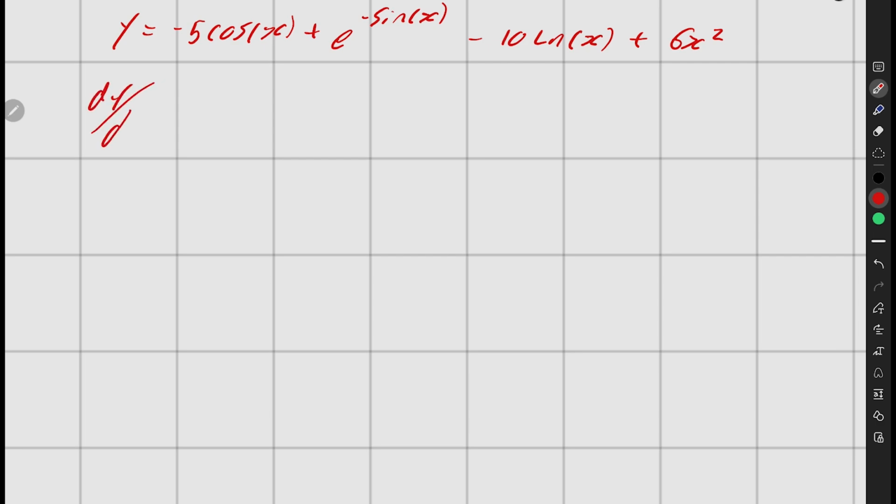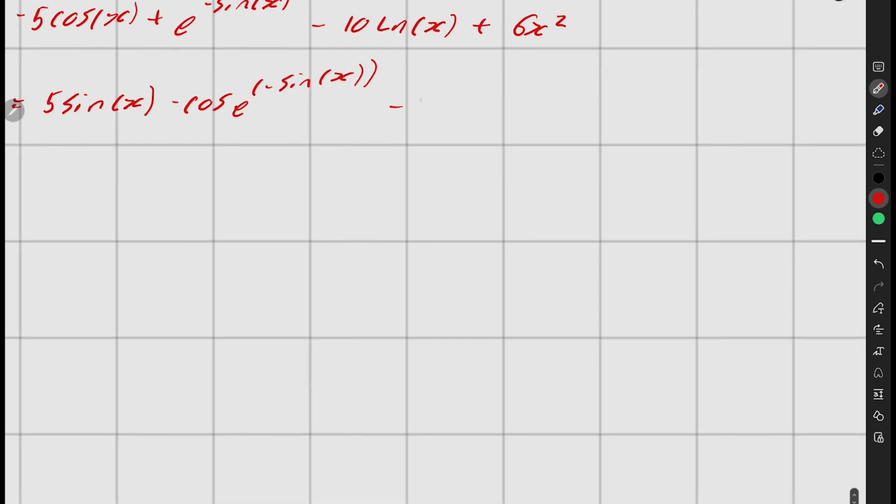So let's start. We'll start by writing dy over dx equals negative 5 cosine of x is going to become 5 sine of x. We're going to have plus e to the negative sine x is going to be plus minus cosine of x times e to the negative sine of x. Then minus 10 ln x, that's going to be minus 10 times 1 on x plus 12x.